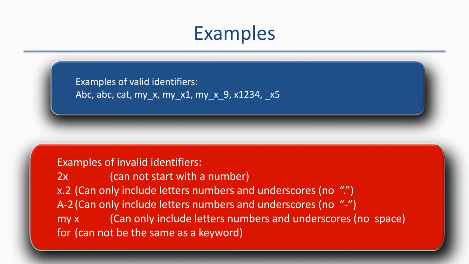And here are some examples of invalid identifiers. The first one, which is 2x, is invalid because it starts with a number. The second one, which is x.2, is also invalid because it has a dot between the x and 2. The next one is x-2. Again, it cannot be used because a minus sign is not allowed. The next one, which is my x, is invalid because it has a space between my and x. And the last one, which is for, cannot be a valid name for an identifier because it is a Python keyword.